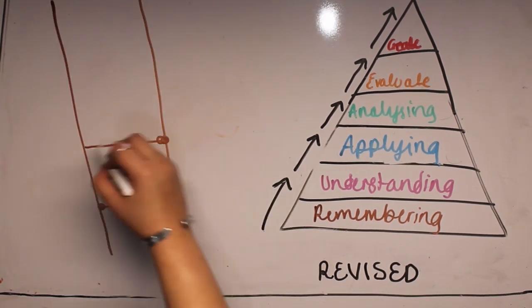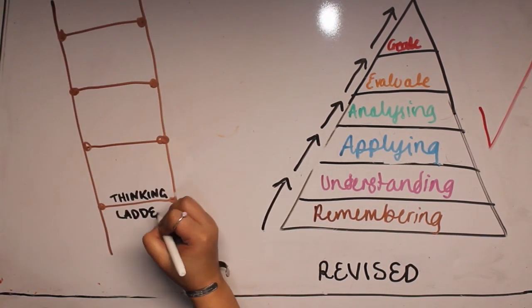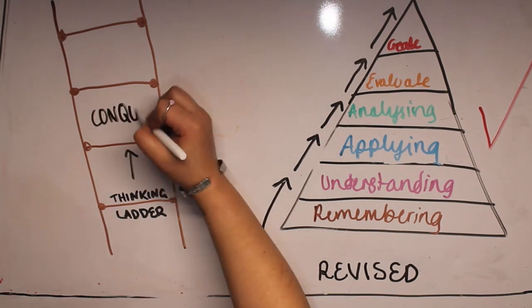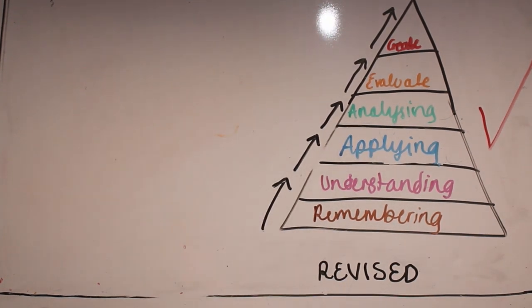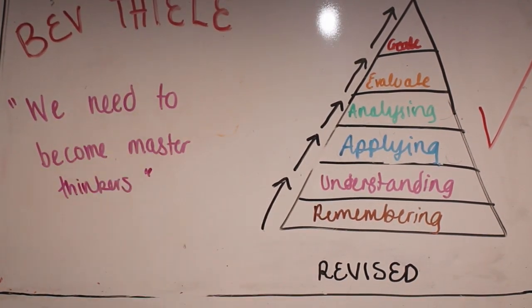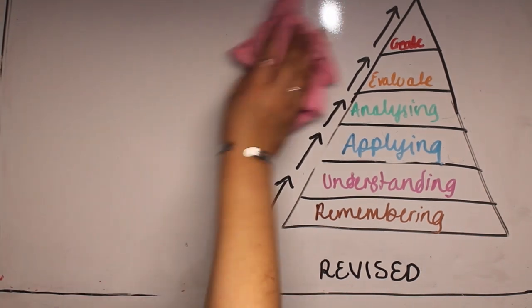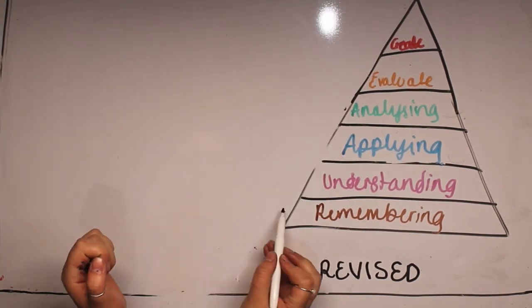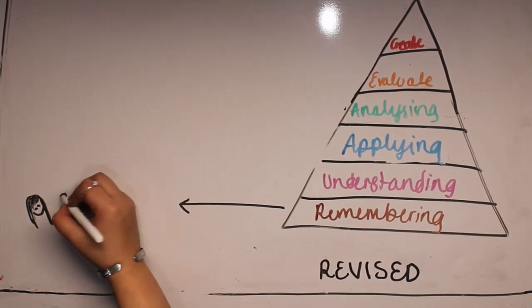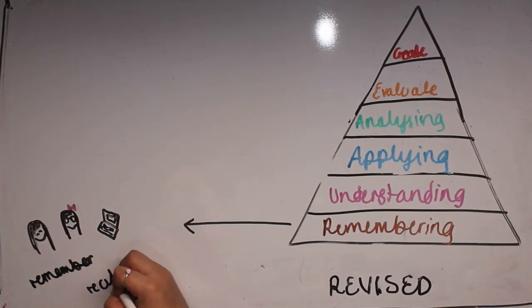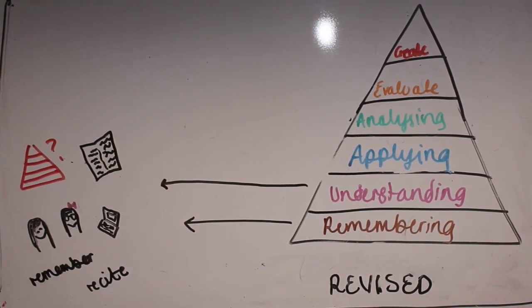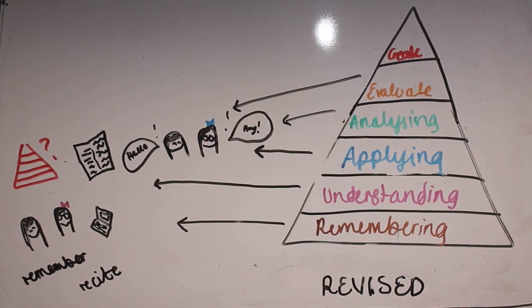So that's the Revised Bloom's taxonomy, somewhat of a thinking ladder that you need to climb in order to truly conquer what it is that you're learning. As the wise Bev Thiel says, we need to become master thinkers. As an example, approaching this presentation we had no prior knowledge of Bloom's taxonomy, so we needed to start at the lowest order of thinking, which was remembering. We researched the Revised Bloom's taxonomy to the point where we could remember or recite it.